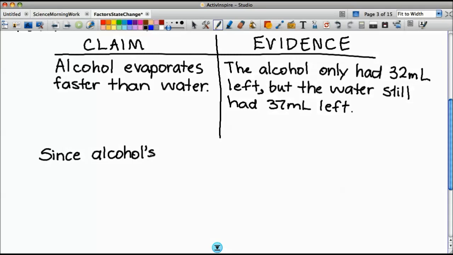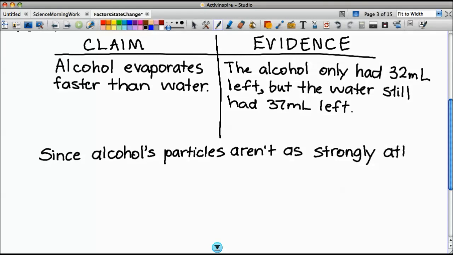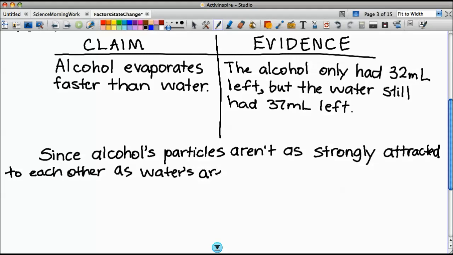Since alcohol's particles aren't as strongly attracted to each other as water's are, it takes less energy to get them into the air.